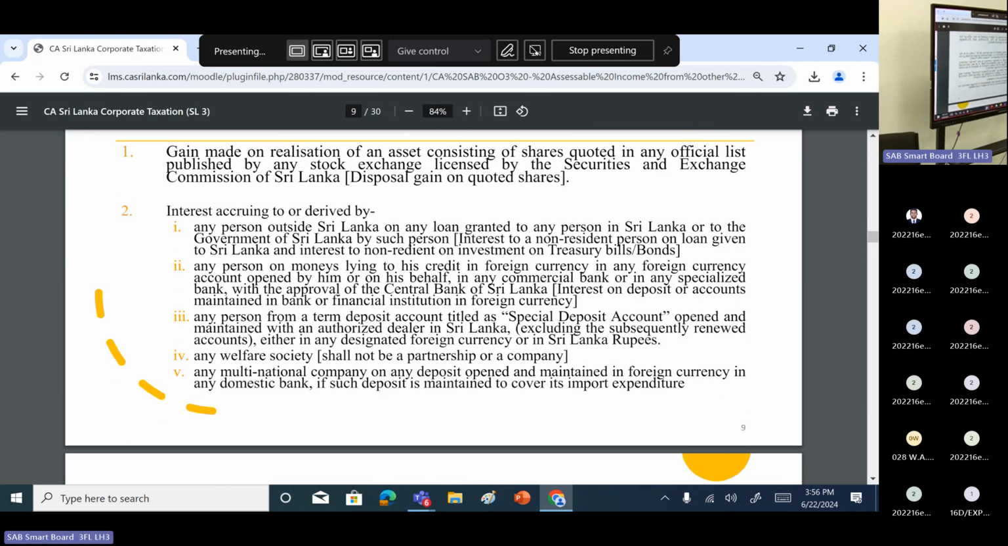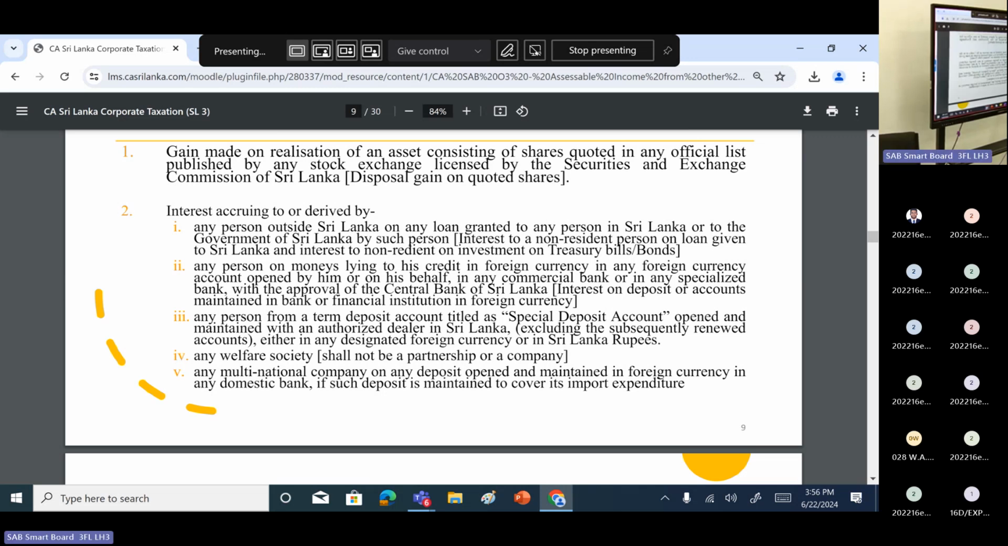Interest accruing to or derived by any person outside Sri Lanka on any loan granted to any person in Sri Lanka, right? Interest received by a person outside Sri Lanka, a foreigner or non-resident person, on a loan granted to any person in Sri Lanka is exempt from income tax. So when we make any interest payment outside Sri Lanka, there is no withholding tax either, right?